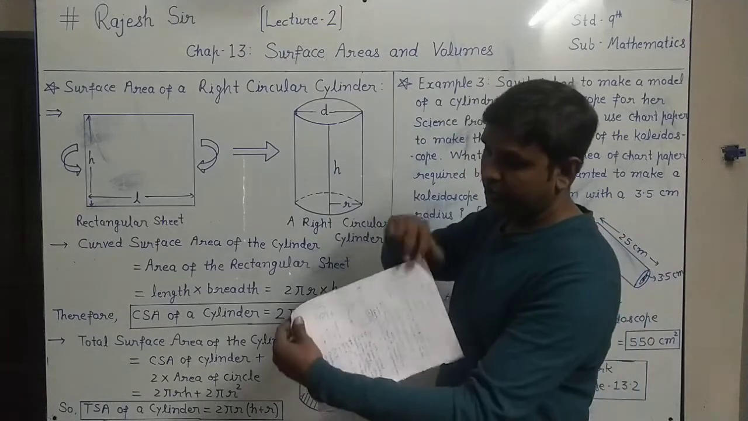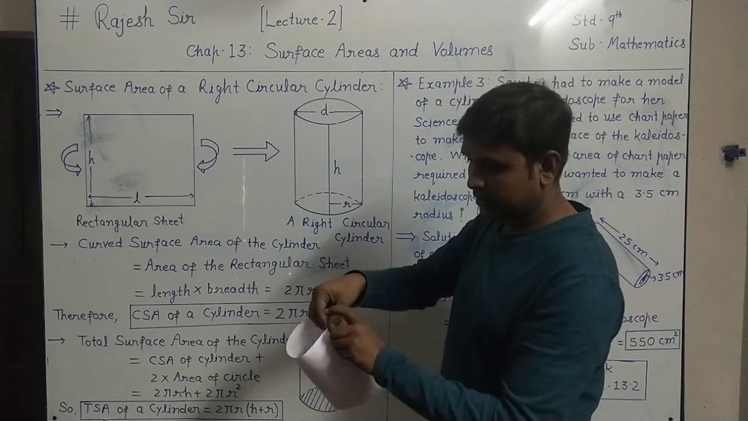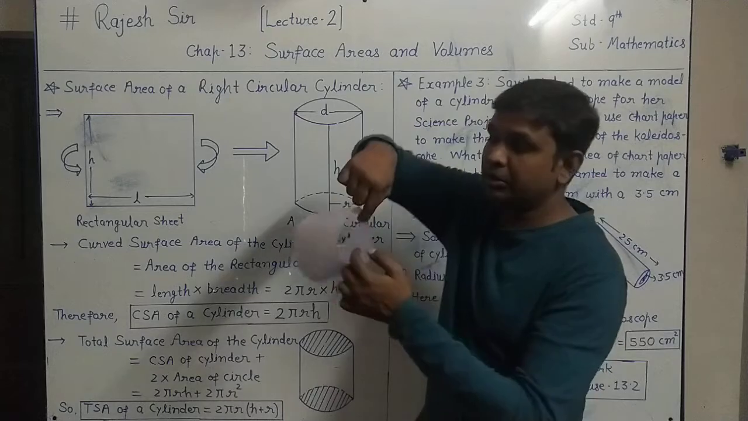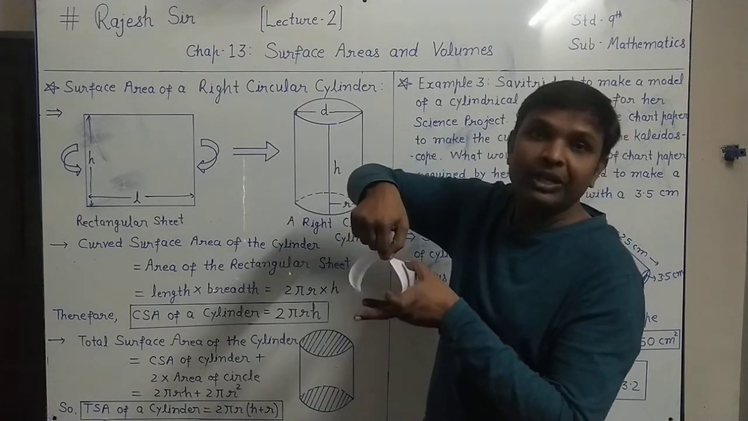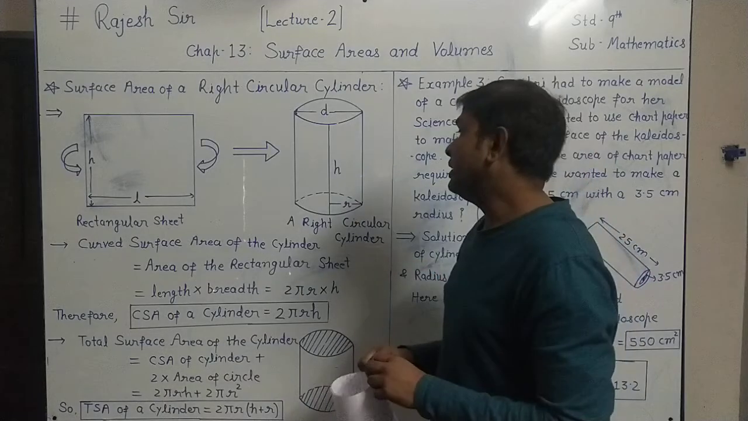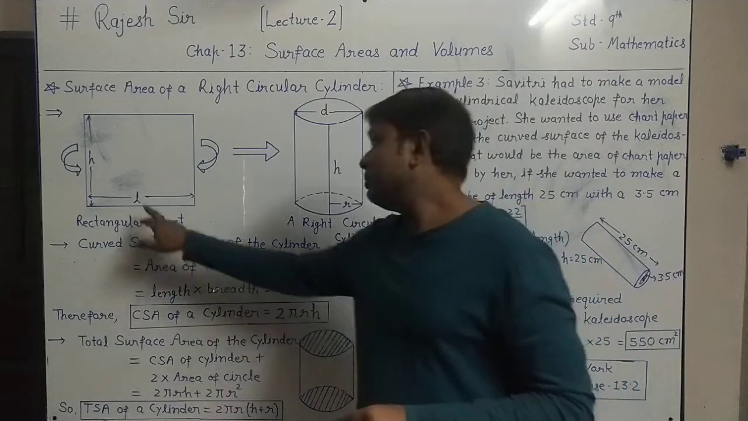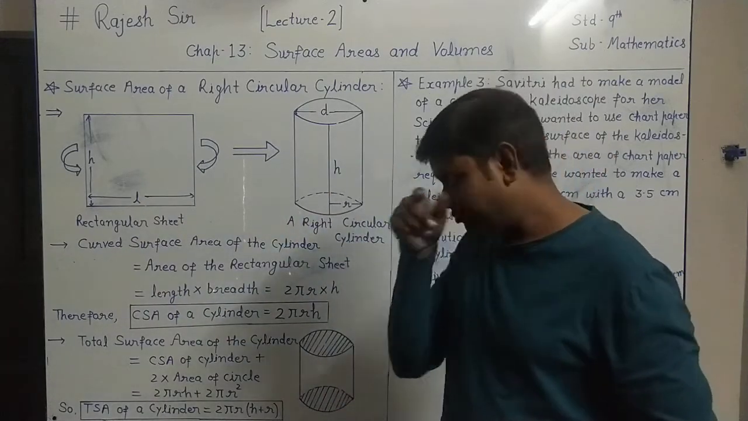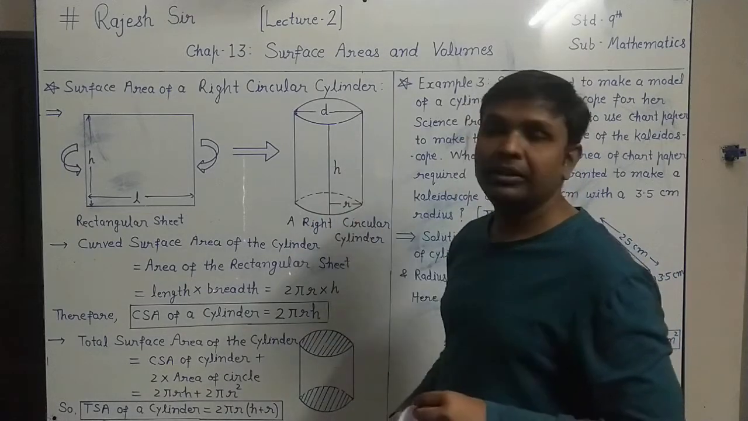This is the length. If we fold it like this, we get a circular figure. We will see this circular part, and the boundary of the circular part is called the circumference. So this length becomes the circumference of the circle, because this cylinder is made from this paper only.